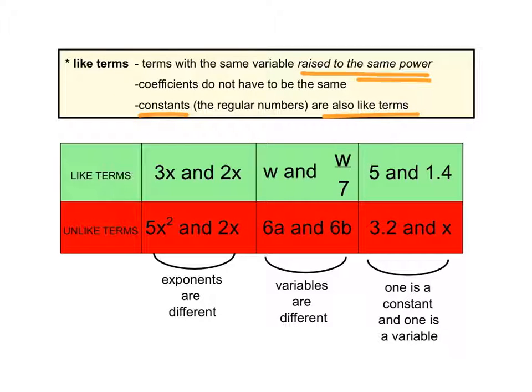And then also remember that the constants, or just those regular numbers that are being added or subtracted, are also considered like terms. Okay, and then you'll see in the example here, this green box has a lot of examples of like terms, and the red one has examples of terms that are not like, or they're unlike terms, and then there's an explanation for each. So you can pause and read this over on your own, and then move on when you're ready.